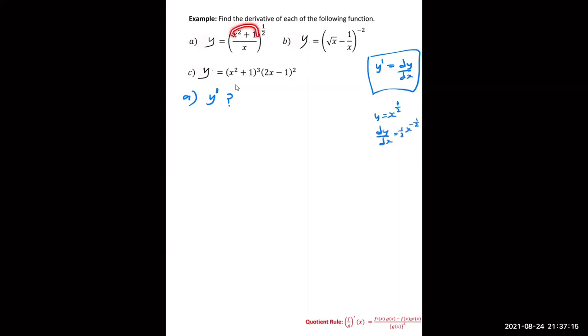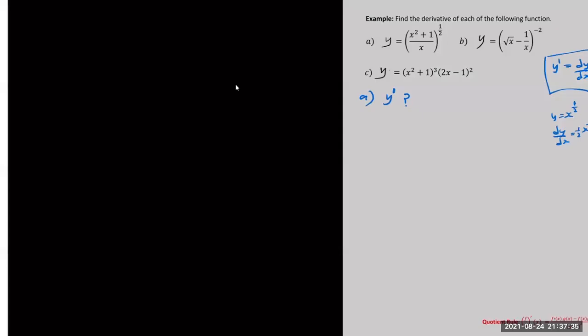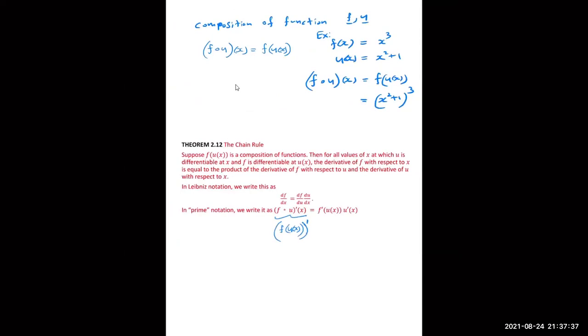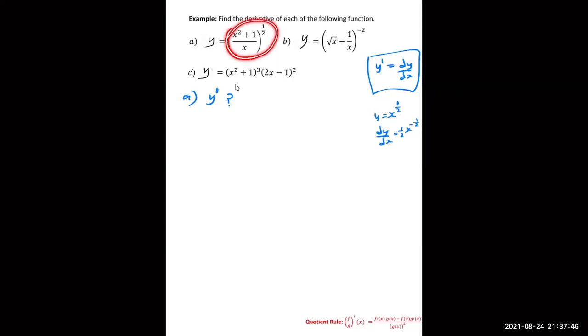But here we have some complicated expression. It's not x, so you cannot apply the power rule straight away. That's when the chain rule is going to help you. To apply the chain rule, I need to view this function as a composition of two functions. You need to identify your f of u and your u of x, so that the composition of those two functions will give you this function.